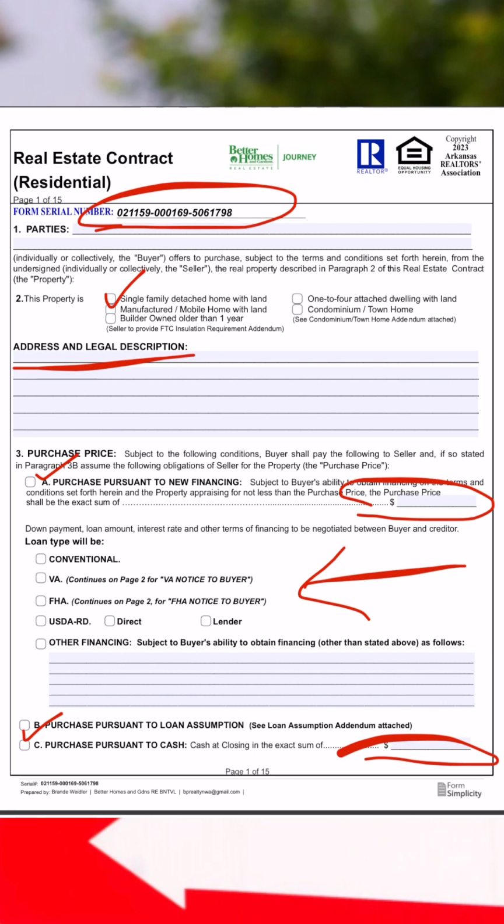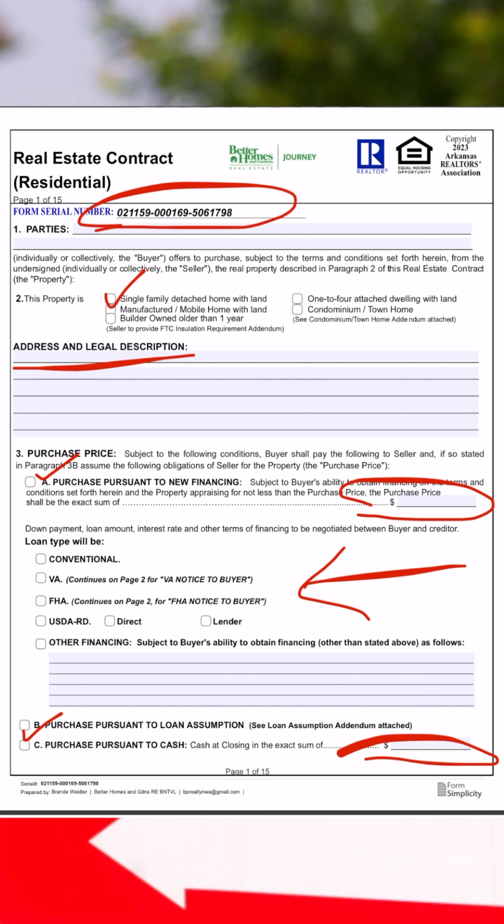Okay, now section 3 on page 1 is going to be really important to you as well because it talks about price. It not only talks about price, but it also tells you the means by which the buyers will fund the purchase. So section A says pursuant to new financing. If your buyers are getting a loan, section A will be selected, and then there will be a price next to the dollar sign. Below that, list different types of loans, and that is where the buyer will tell you what type of loan they're getting to purchase the home.